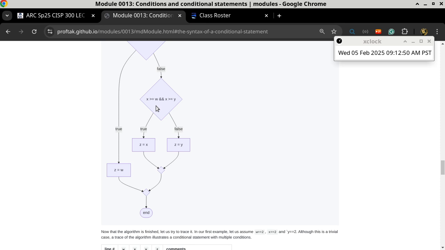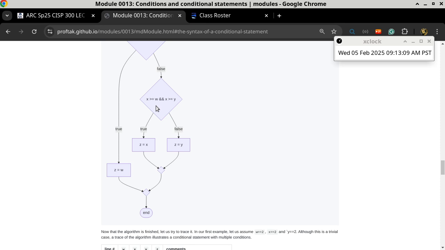So you follow the arrows. That's basically all you need to do: follow the arrows until you get to a diamond. Then you have to ask a question, and depending on the answer to the question, you have to choose one of two paths.